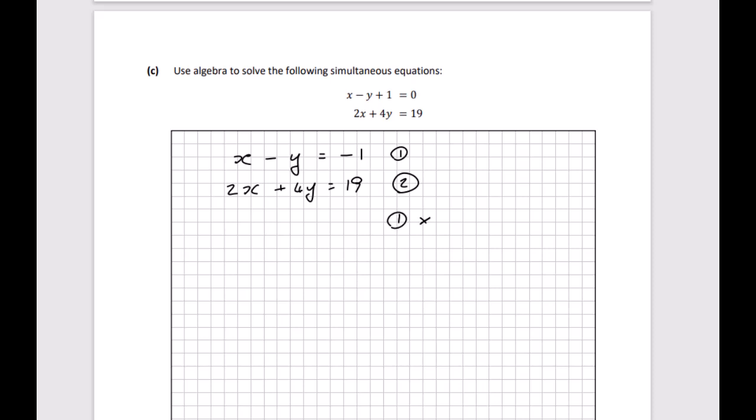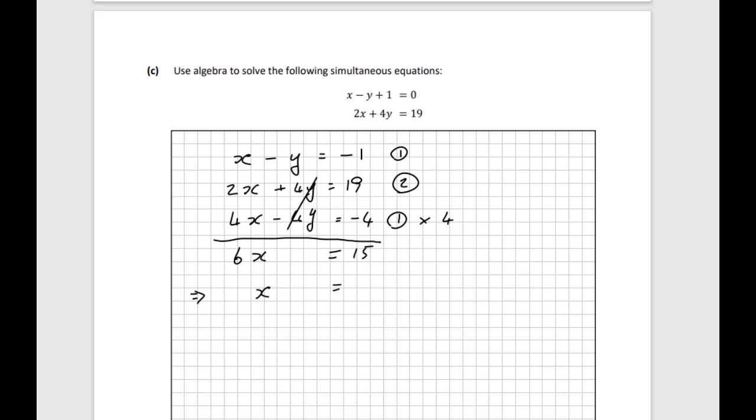I'm going to take equation 1 and multiply it by 4 to try and get rid of this y. So if I multiply equation 1 by 4, I get 4x minus 4y is equal to minus 4. So just put a line underneath, you can add these two equations now. So 4x plus 2x will give me 6x. The y's will cancel, that's what I wanted to happen, or you'll get 0 if you add them. So 19 minus 4 is 15. So that just means 6x is equal to 15.